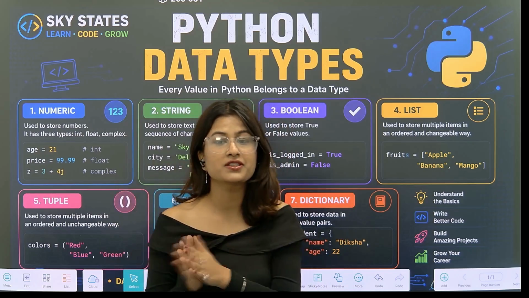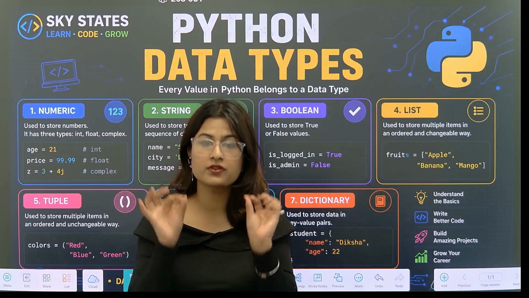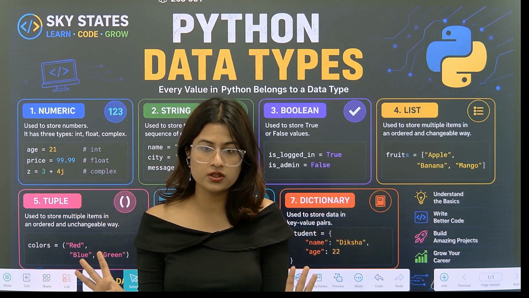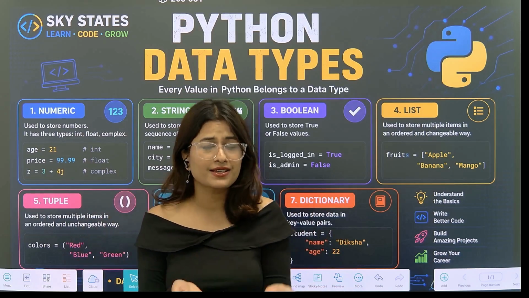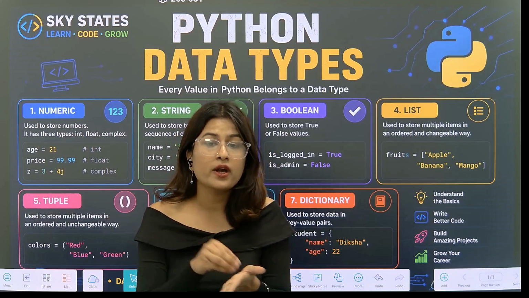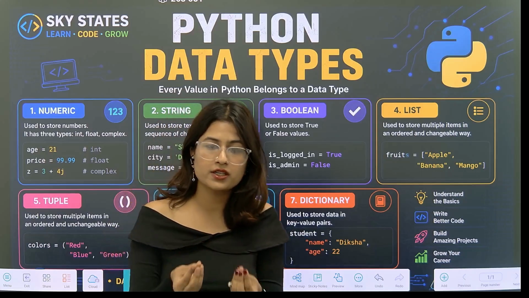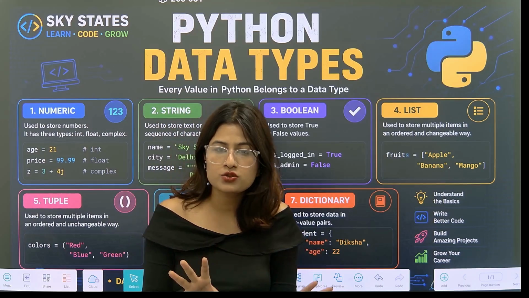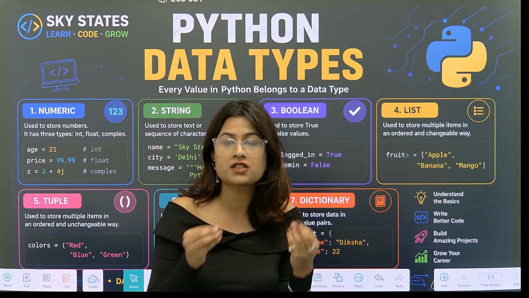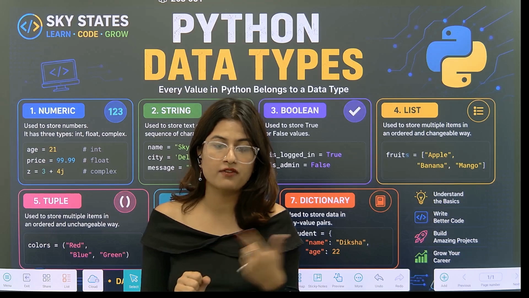Today we are going to learn data types. If you are just starting your Python journey, one of the very first concepts you are going to learn is data types. But what exactly are data types? Think of them as labels that tell Python what kind of information you are storing. Just like you wouldn't store water in a paper bag, Python also needs to know whether the data is a number, text, or something else. Let's explore all kinds of data types that we have in Python.